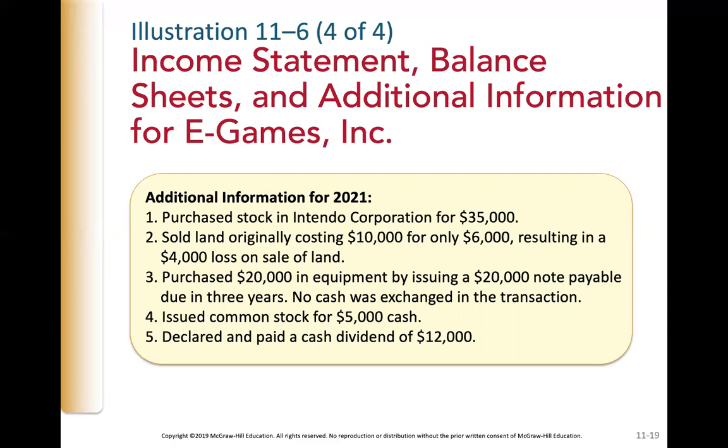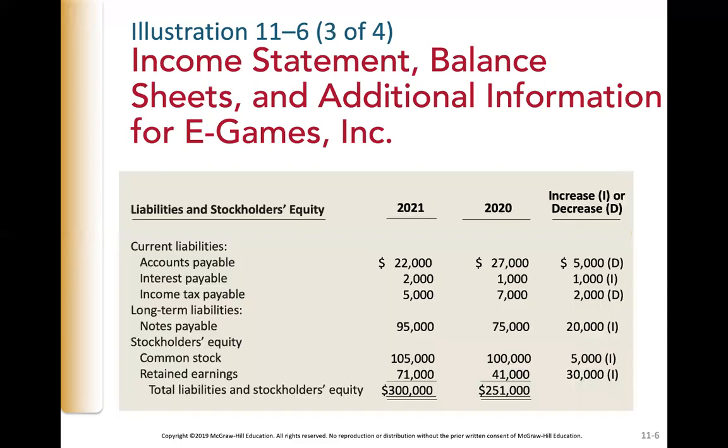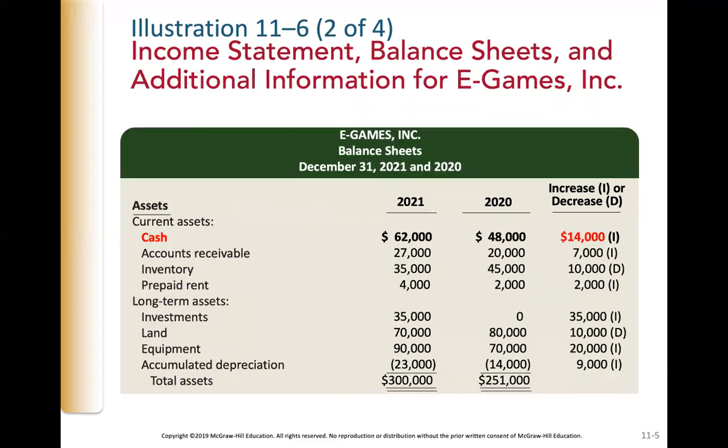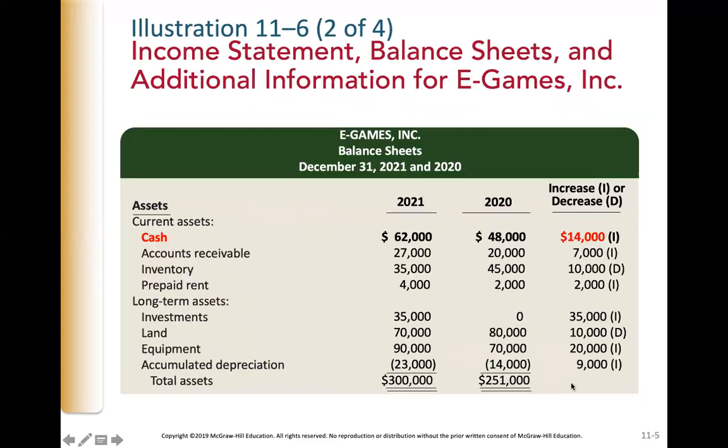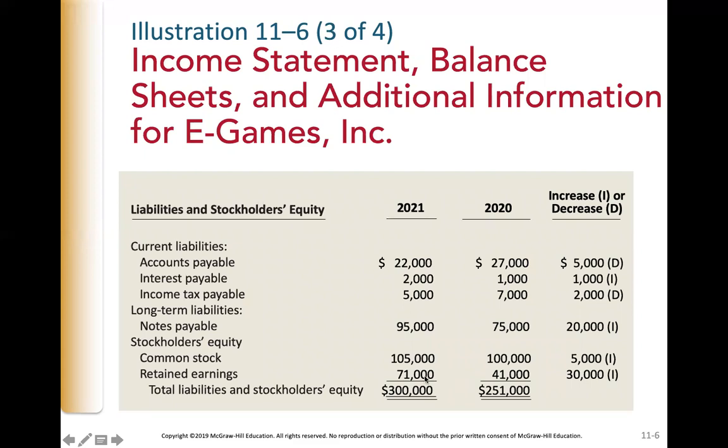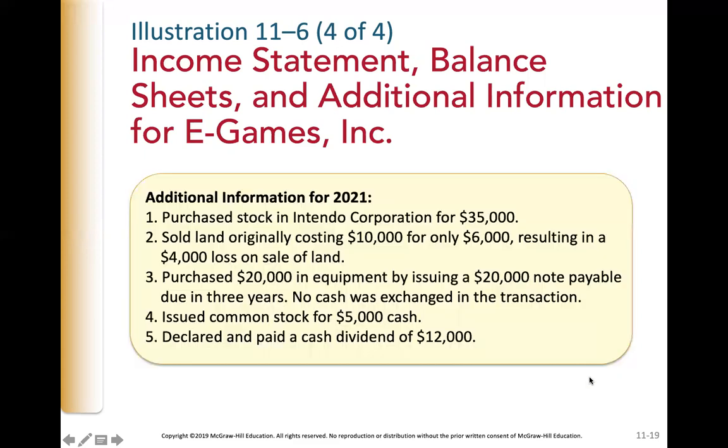Lastly, they declared and paid a cash dividend of $12,000. This explains why in retained earnings there was a total increase of $30,000. Remember, our net income was $42,000. So we should have added 42 to retained earnings. However, it only increased by 30, and that's because we paid $12,000 in dividends.